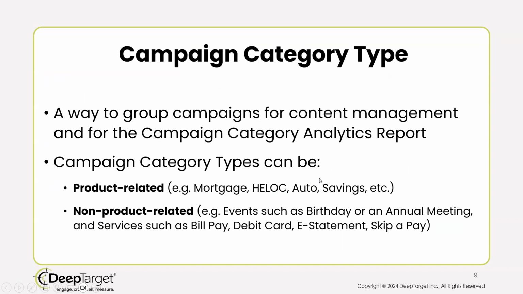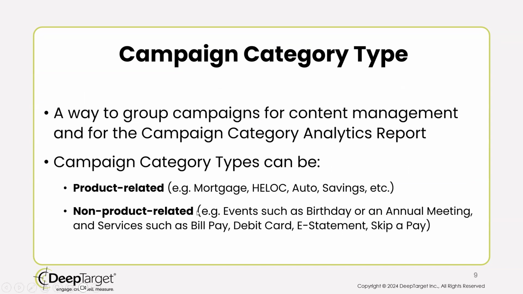But on campaign category type, that's a little different. That's a way that you group your campaigns for content management and your campaign category analysis. So if I want to say, hey, let me go see what my mortgage things look like, let me look at my auto, that's the way you can group them when you create them.